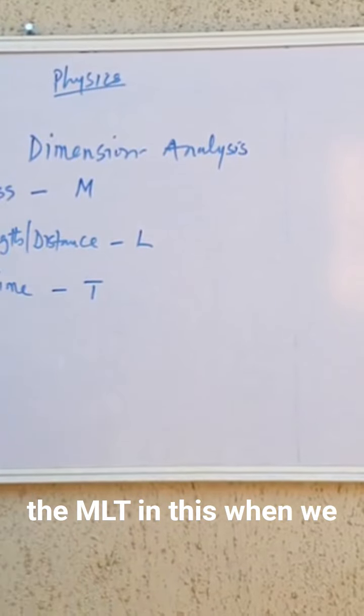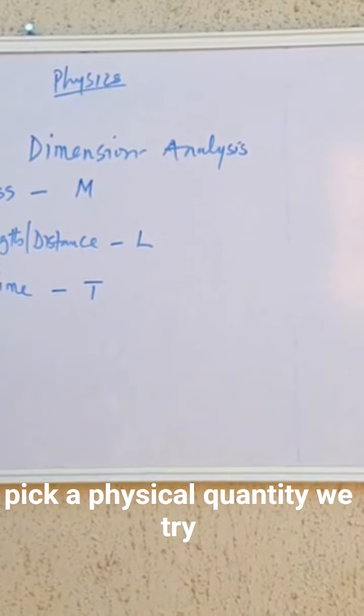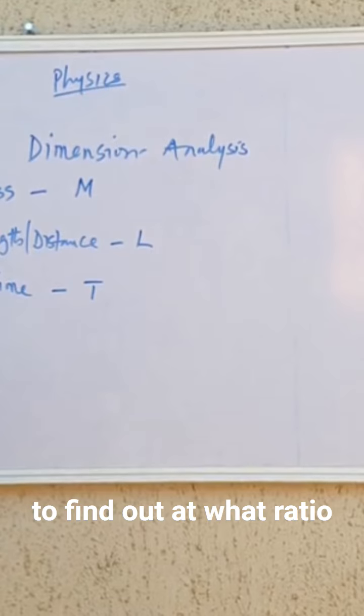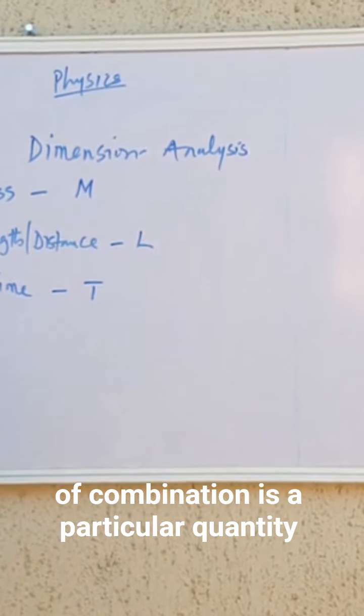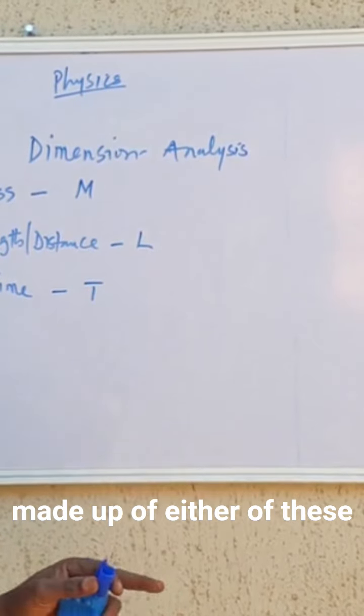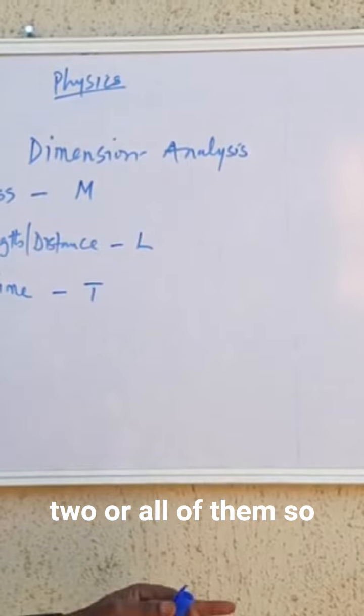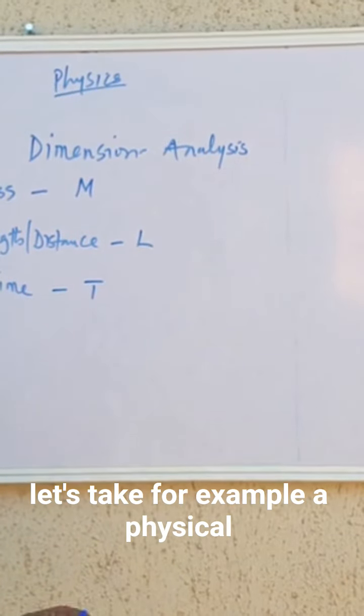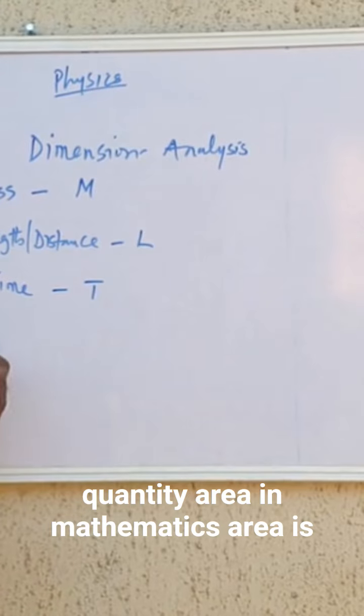In this, when we pick a physical quantity, we try to find out at what ratio of combination a particular quantity is made up of either of these three or all of them. So let's take, for example, a physical quantity, area.